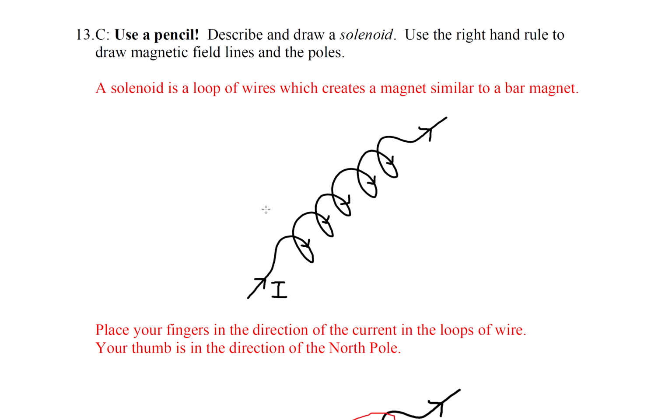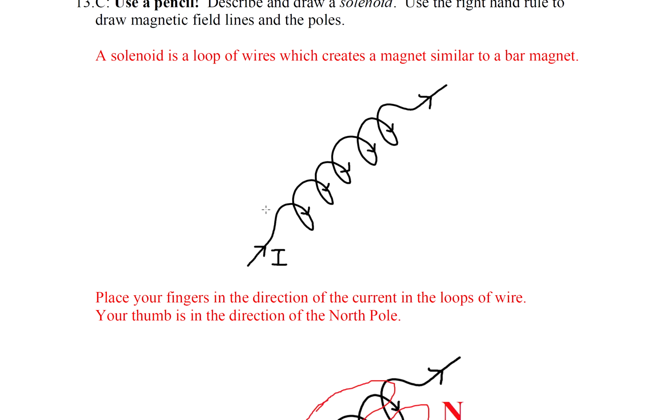Question 13. Describe and draw a solenoid. Use the right-hand rule to draw magnetic field lines and the poles. So a solenoid is a loop of wires which creates a magnet similar to a bar magnet. So you don't need to buy a magnet, you just need to buy a battery and a wire, and you can loop the wire.